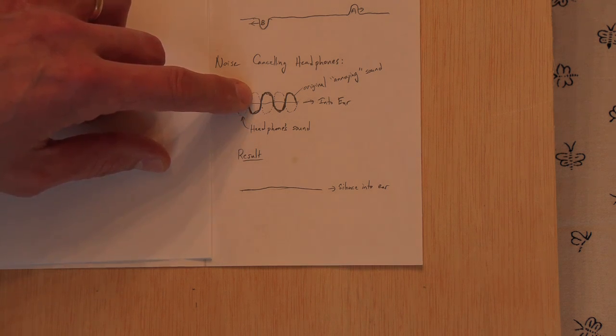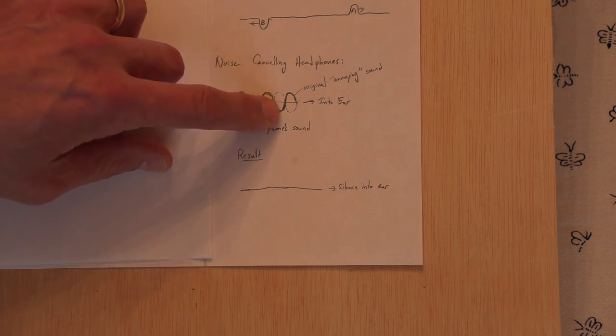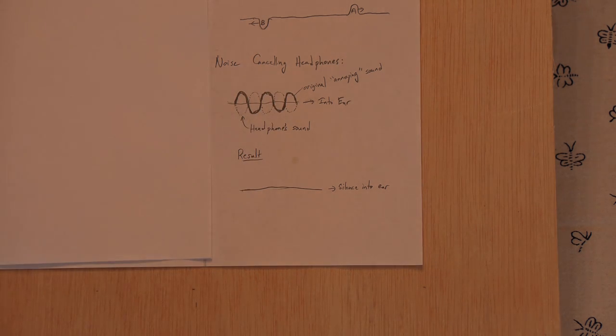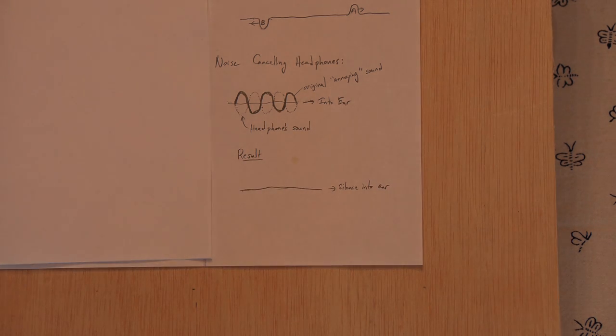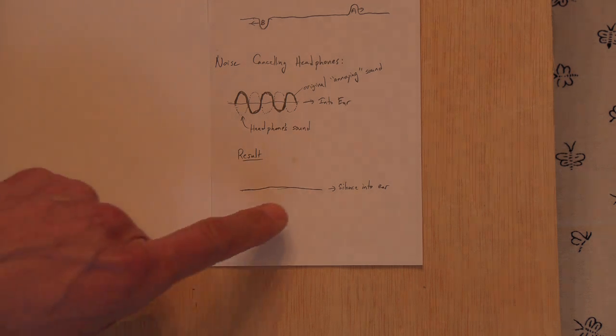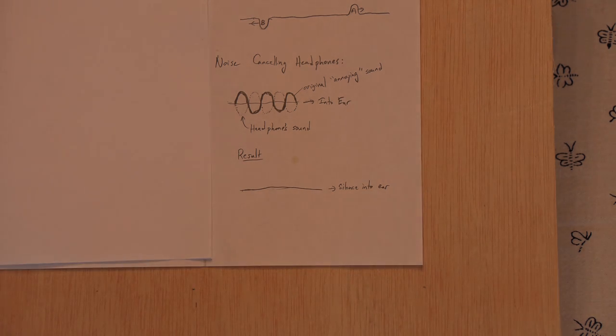And so it's like a mirror image opposite, and it cancels the wave that's the noise that you don't want to hear. It cancels it or makes a destructive interference, adds to 0. So what goes into your ear is silence. Okay, so that's the result, silence into the ear.